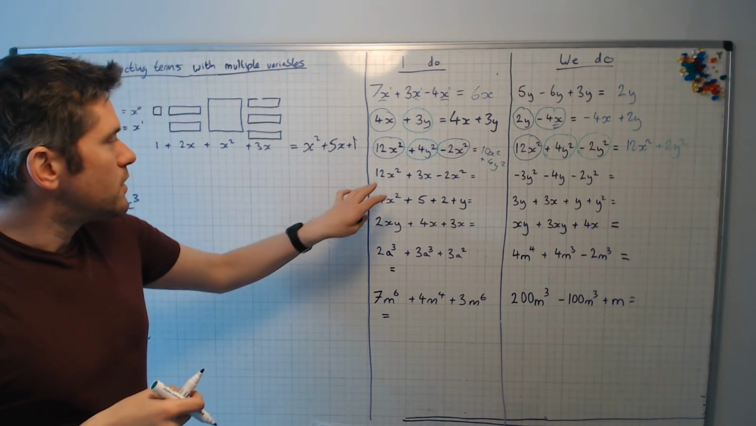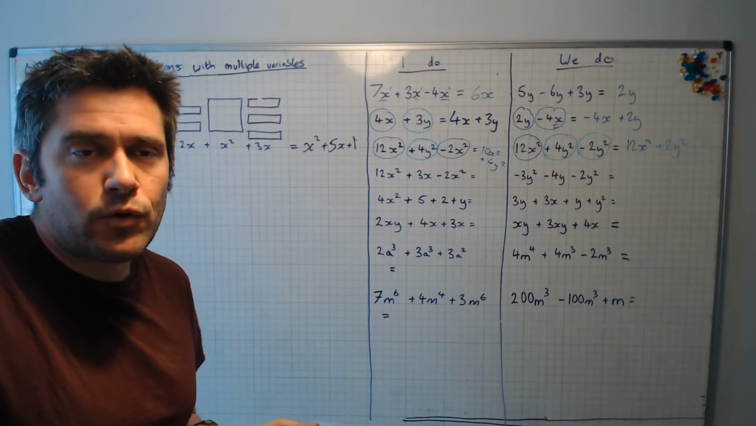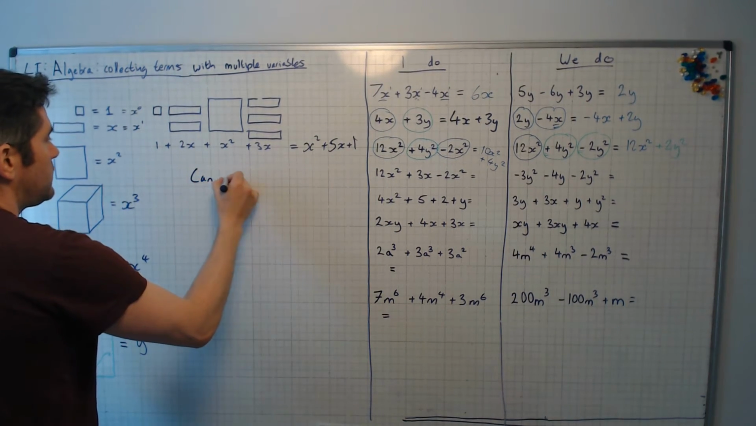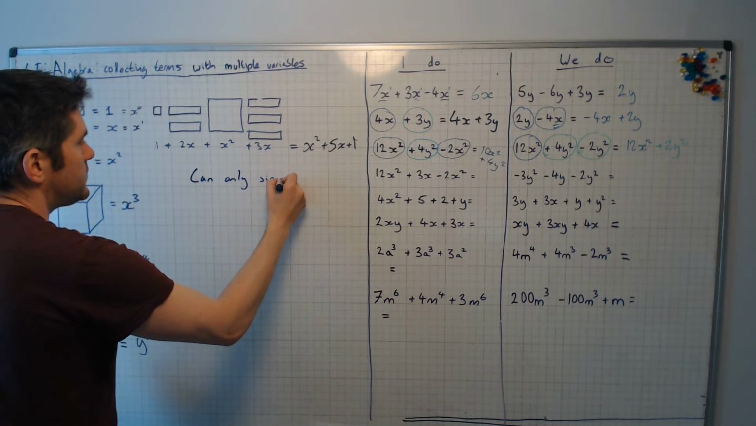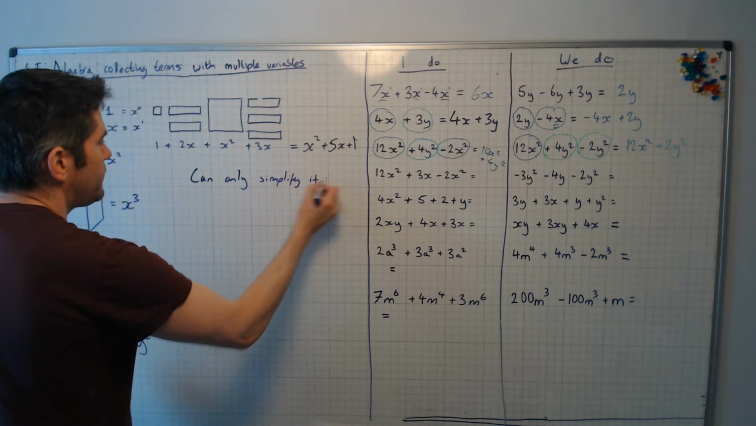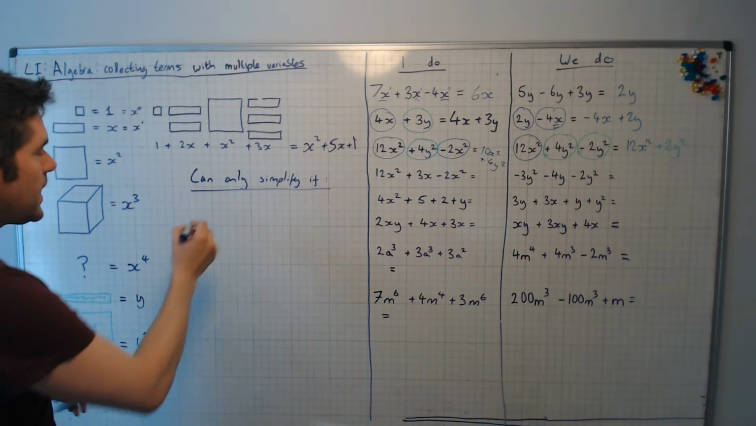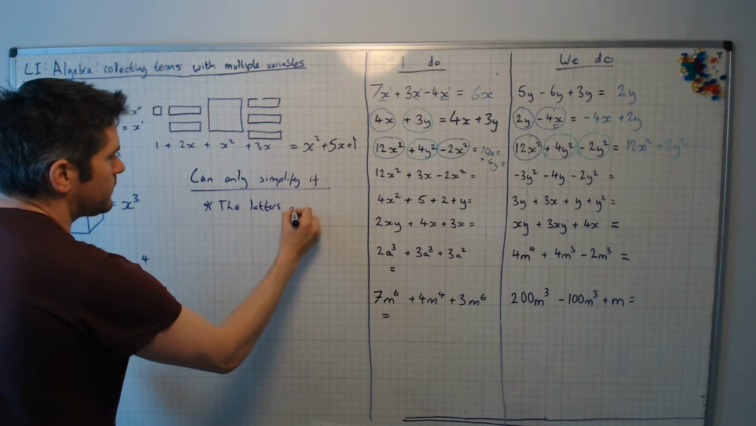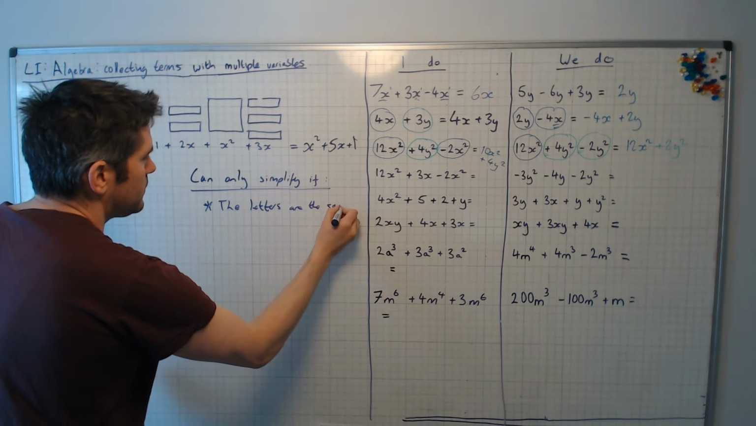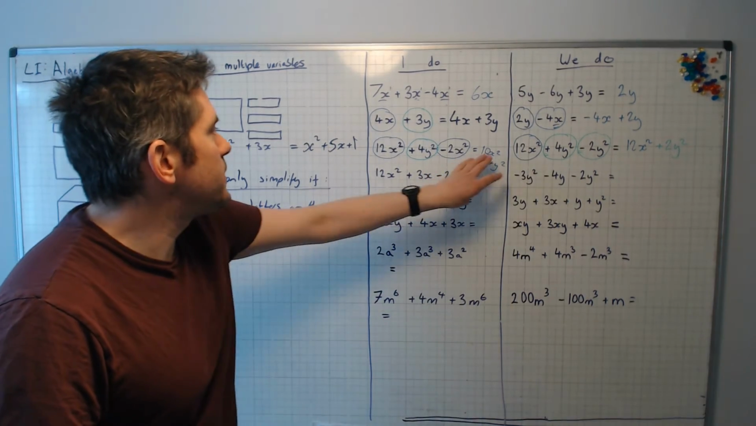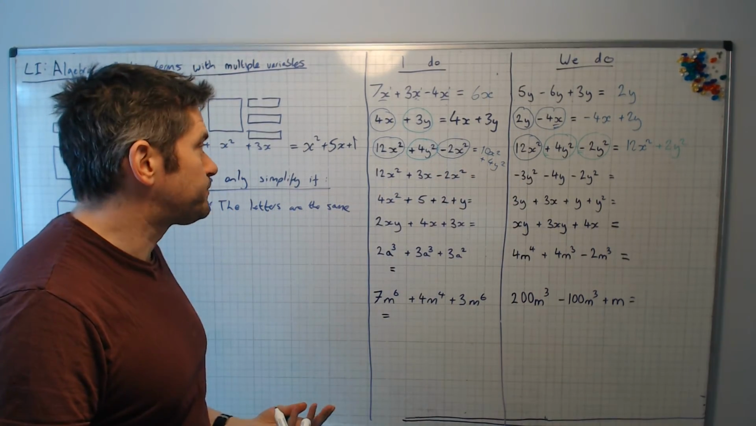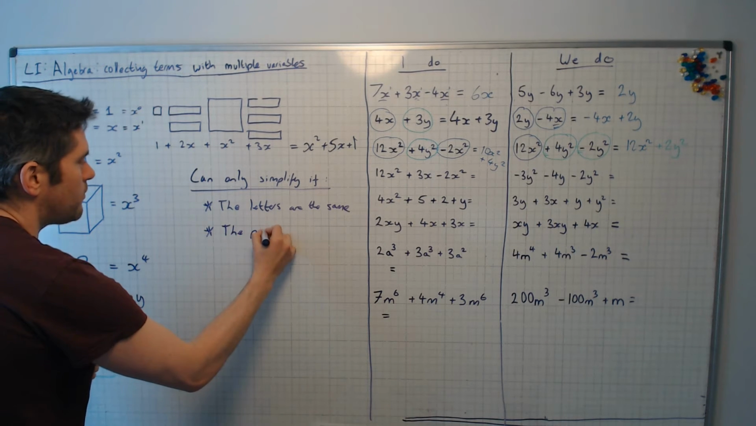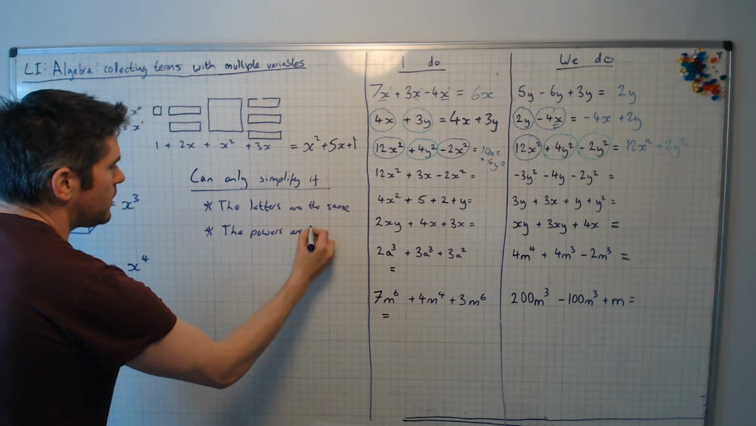Okay. So there's some rules here that will affect whether or not we can simplify and collect these terms together. So we can only simplify if the letters are the same. So we couldn't simplify these x squareds and y squareds, the letters were different. Now we've got another rule as well. We can only simplify if the powers are the same.